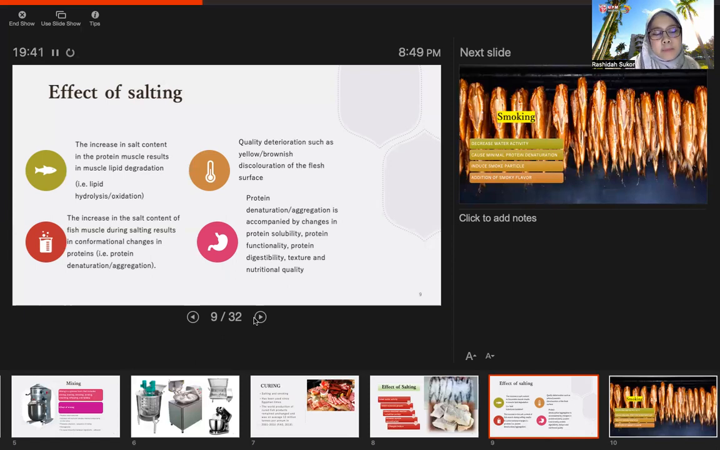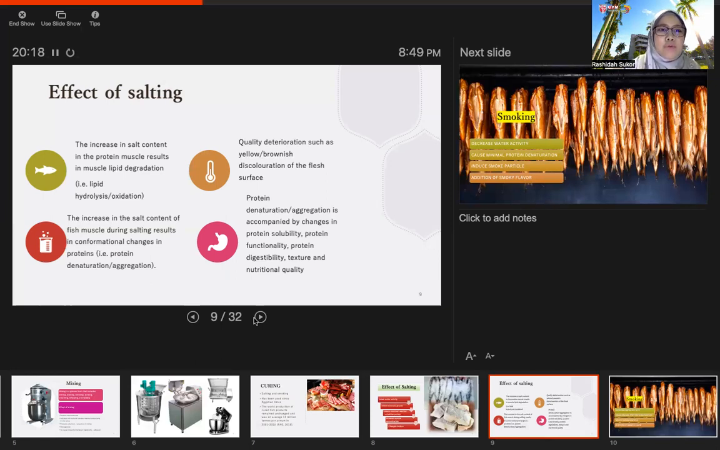When we consume fish or any food product that has high protein, for example, it will also affect the digestibility. That depends on the nutrient content in the food product, and also on how your body will digest the protein. So the addition of salt will also affect the digestibility. Plus, it will also affect the texture and nutritional quality. Of course, nutritional quality is something that you have to control and compromise.